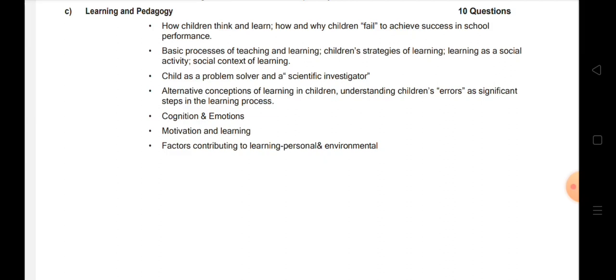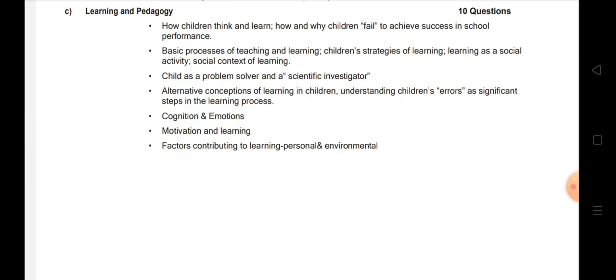Alternative conceptions of learning in children, understand children's errors, significant steps in learning process. Now, we as teachers should know where the children are going wrong, or where the child is making mistakes, or which are the areas of improvement in the child, whether the child is trying his best, or the child is not trying, or the child is not encouraged enough, or whether the child is having self-doubt. So all those things we have to take into account.